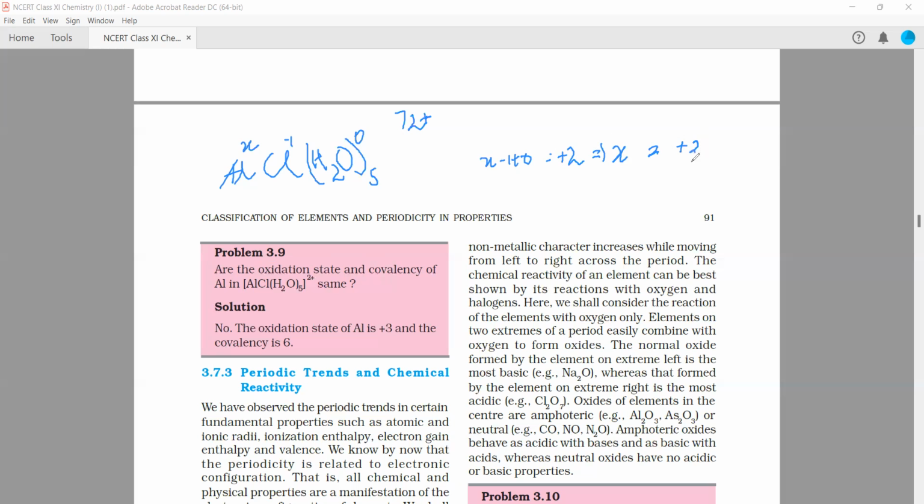So the oxidation state of aluminum here is +3, but what is the covalency? Aluminum is actually attached to how many atoms? 1 chlorine and 5 water. So that means its covalency is 6. This is the way you need to deal with all such questions.